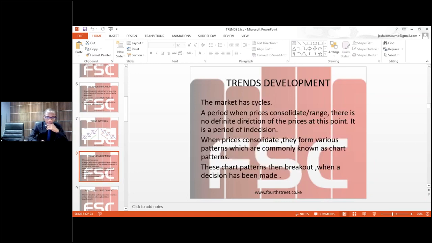Therefore, the next significant question, of course, would be, how do trends develop? And this would lead us to cover the market cycles. This is a period where prices consolidate or range. Then there's no definite direction of the prices, and therefore it's usually a period of indecision in the market. When prices consolidate, they form various patterns, which are commonly known as chart patterns. These patterns, such as breakouts, you remember we covered breakouts in our last webinar, for those who were able to join us. Some trends develop out of a breakout happening in the market.